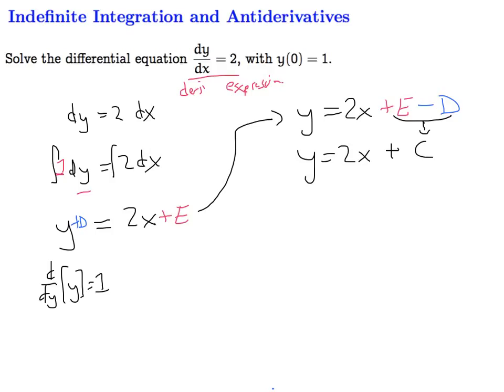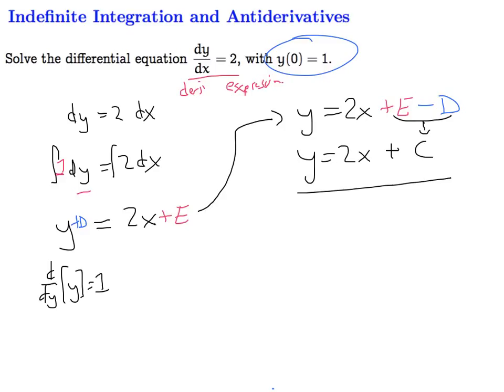When I subtract two numbers, I get a number. I'm going to call it c because that's convenient. And so just like before, I have this function here that solves my differential equation because it's an antiderivative of 2. But I haven't finished the problem yet.